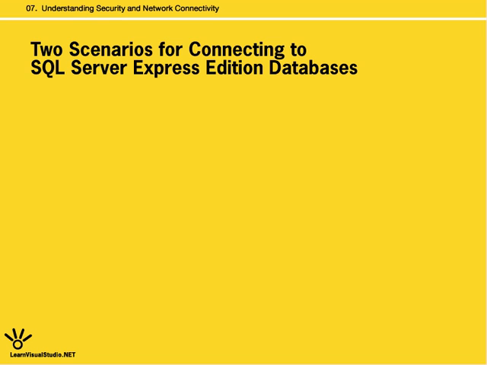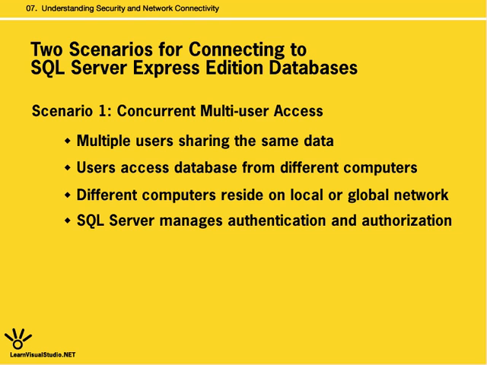So what are your options when you start to consider how your application will communicate with the database? What if you need each user to have their own copy of the data so that there's no sharing between the users? Or what if you need users on different machines to all share the same data through the network? So there are two basic connectivity scenarios that the Express Edition of SQL Server 2005 supports.